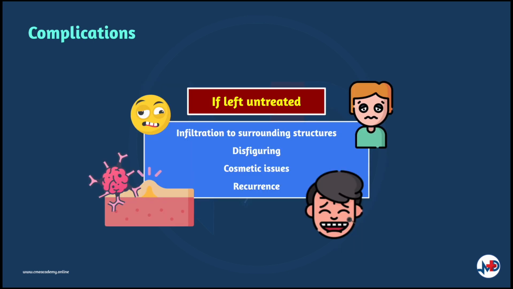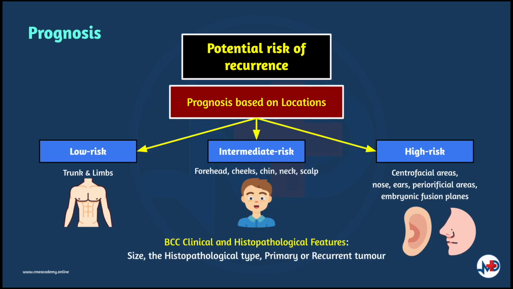Chronic basal cell carcinoma, if left untreated, will infiltrate the surrounding structures, causing disfigurement, cosmetic issues, and recurrence. Basal cell carcinoma has the potential of recurrence after initial therapy. Its prognosis is based on the location of the primary lesions. Low-risk locations are trunk and limbs, while forehead, cheeks, chin, neck, and scalp carry intermediate risk. High-risk locations are centrofacial areas, nose, ears, periorificial areas, and embryonic fusion planes.